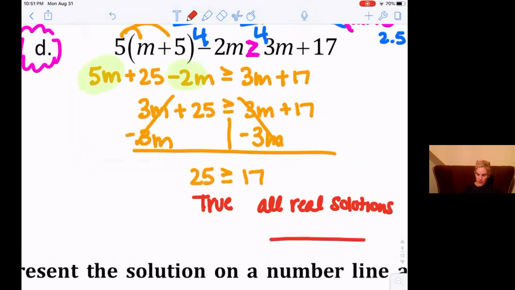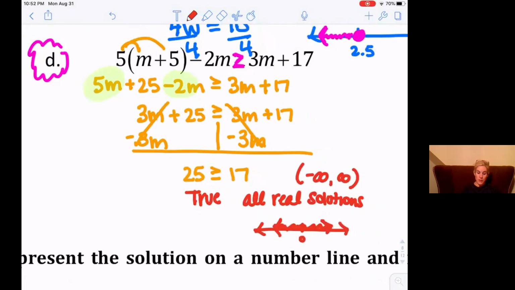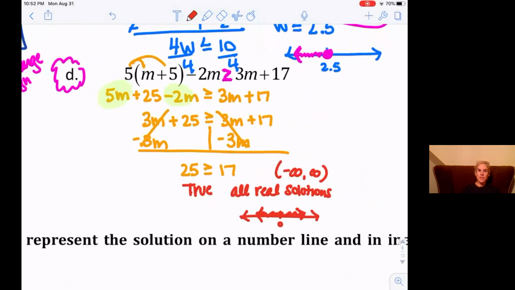If you were going to show the graph of that, all real solutions, you would just include everything. You would darken everything on that number line. If you're going to write this in terms of interval notation, you can say from negative infinity to positive infinity and put those in parentheses. So that's why I had you guys change that symbol on D so that it didn't give us a no solution like example C did.